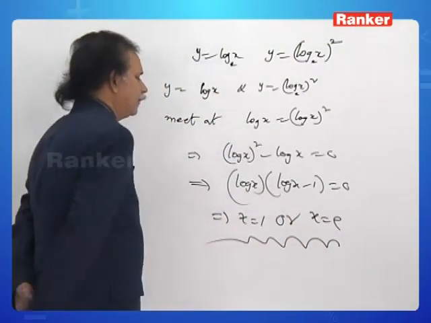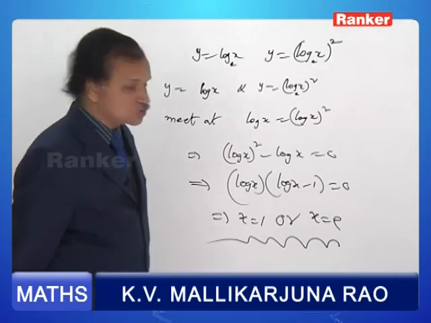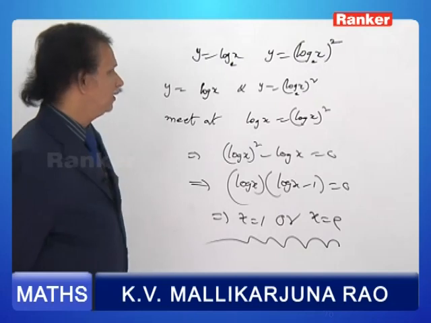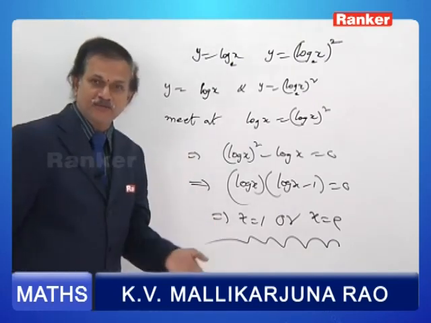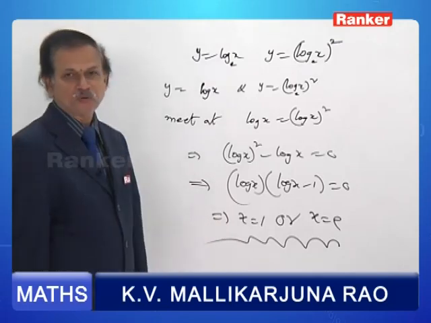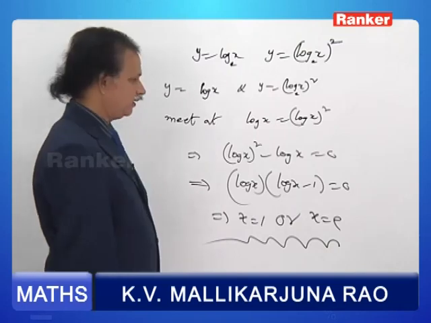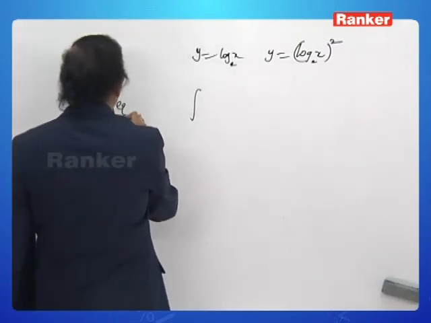Well, we could have noted these are the points of intersection of these 2 curves, and between these 2 only the area bounded between them is to be found. Well, x is equal to 1 and x is equal to e. So what are the points of intersection? 1 and e. Okay, let us have the required area.